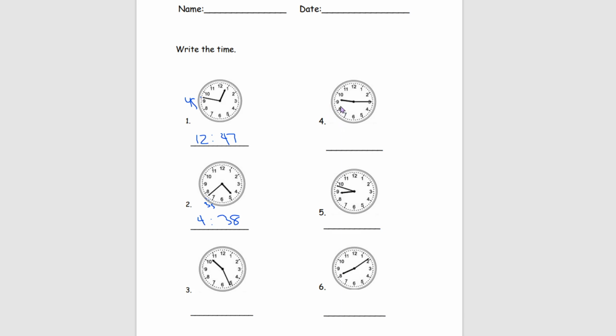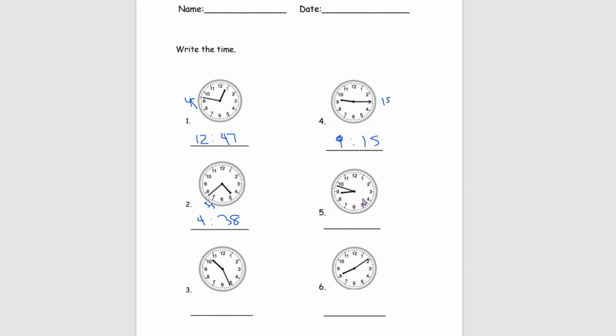Number 4, same thing again. Here we see that the hand is between 9 and 10, so we know that our hours are 9. And then we see that for the minutes, it's directly at 3, and 3 is 15. So our answer for 4 is 9:15.